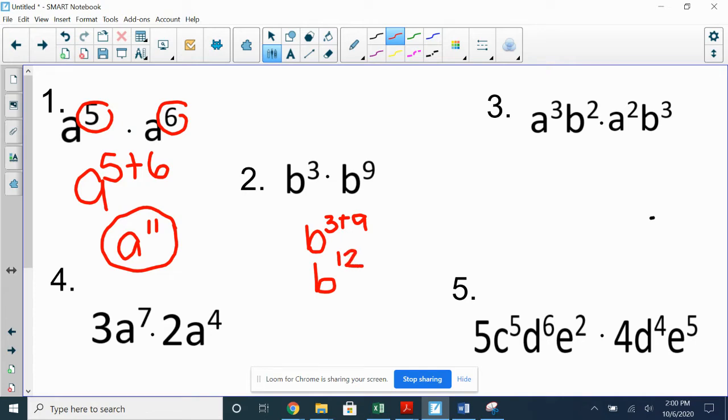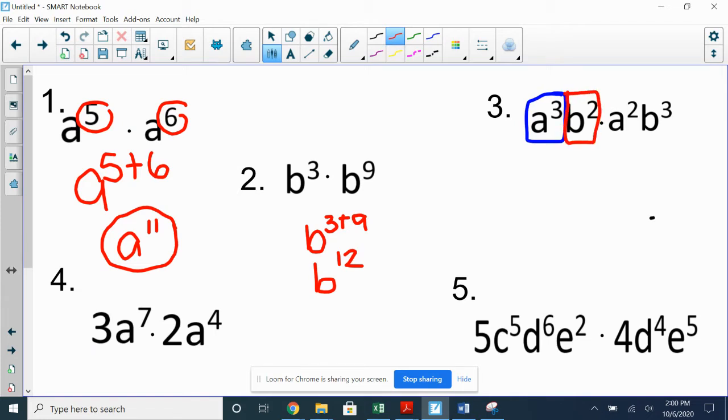All right, now the third one looks a little bit different, but we are still doing the same thing. When we are multiplying like bases, we are going to add the exponents and keep the matching base. Well, I'm doing the same thing. I just have 2 different bases. I have a base of A and I have a base of B.